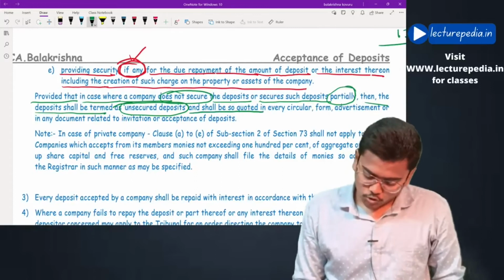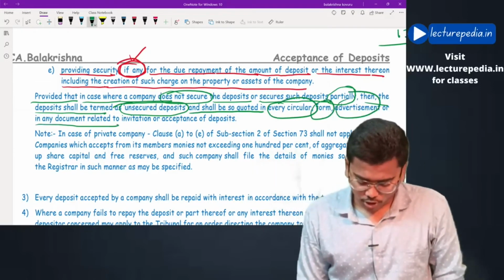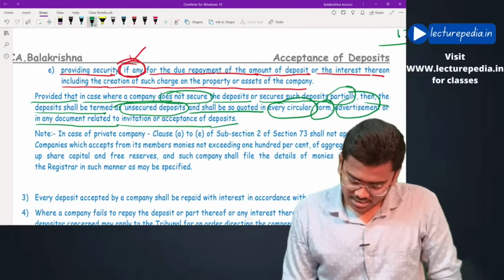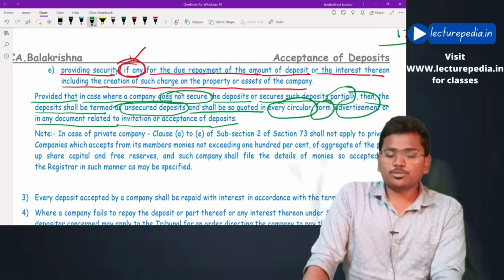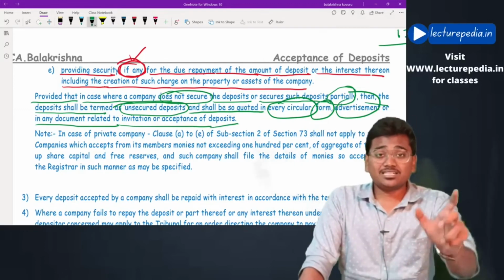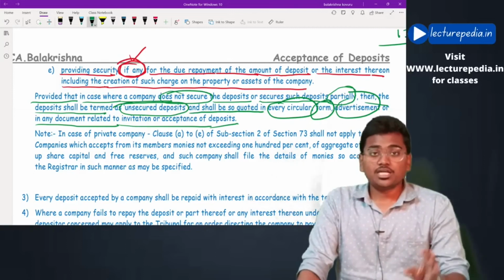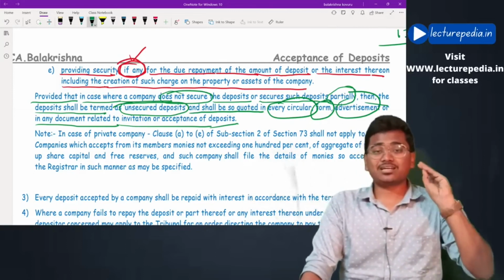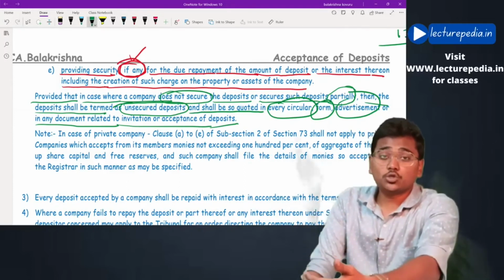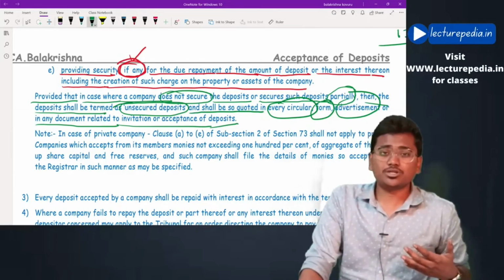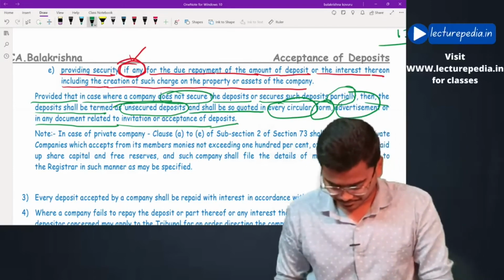Next, and shall so be quoted in every circular, form, advertisement, or in any document related to invitation or the acceptance of deposits. In case you are issuing unsecured deposits, then the fact that these deposits are unsecured must be mentioned in all the advertisements and the circulars that you issue for raising the deposits. Because the public should know that these deposits are unsecured deposits.